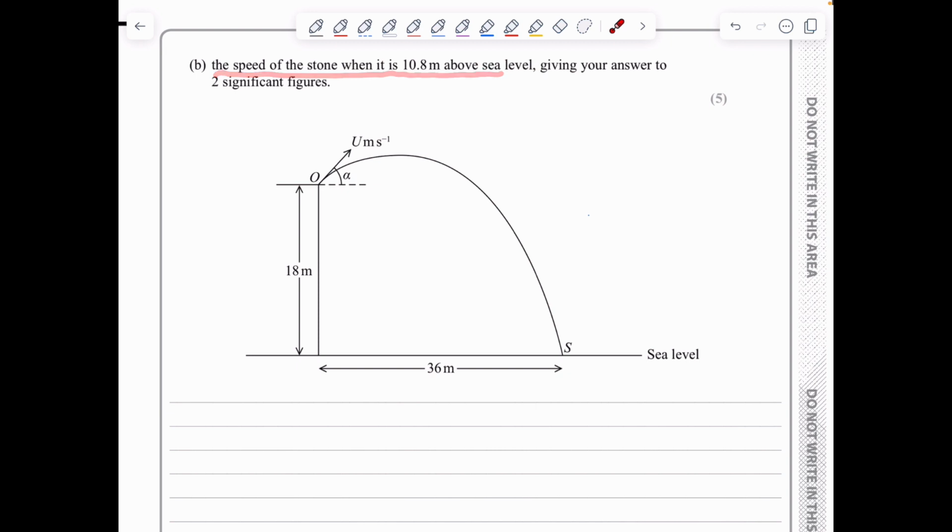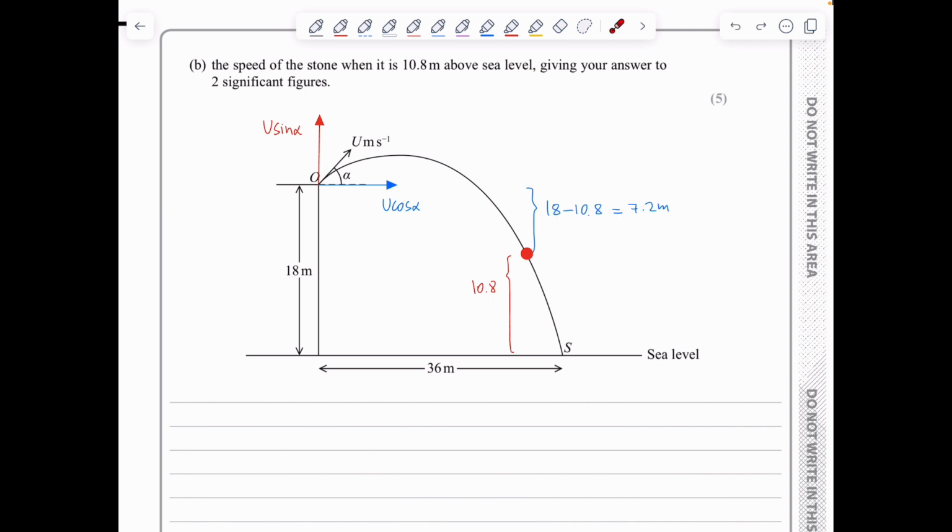We are then asked to find the speed of the stone when it is 10.8 meters above sea level, giving our answer to two significant figures. So once more, let me put my resolved initial velocity, u cos alpha and u sin alpha. So we are 10.8 meters above sea level, so somewhere there. So the distance above sea level is 10.8, which means that the distance below the launching point can be found by doing 18 minus 10.8, which is 7.2.